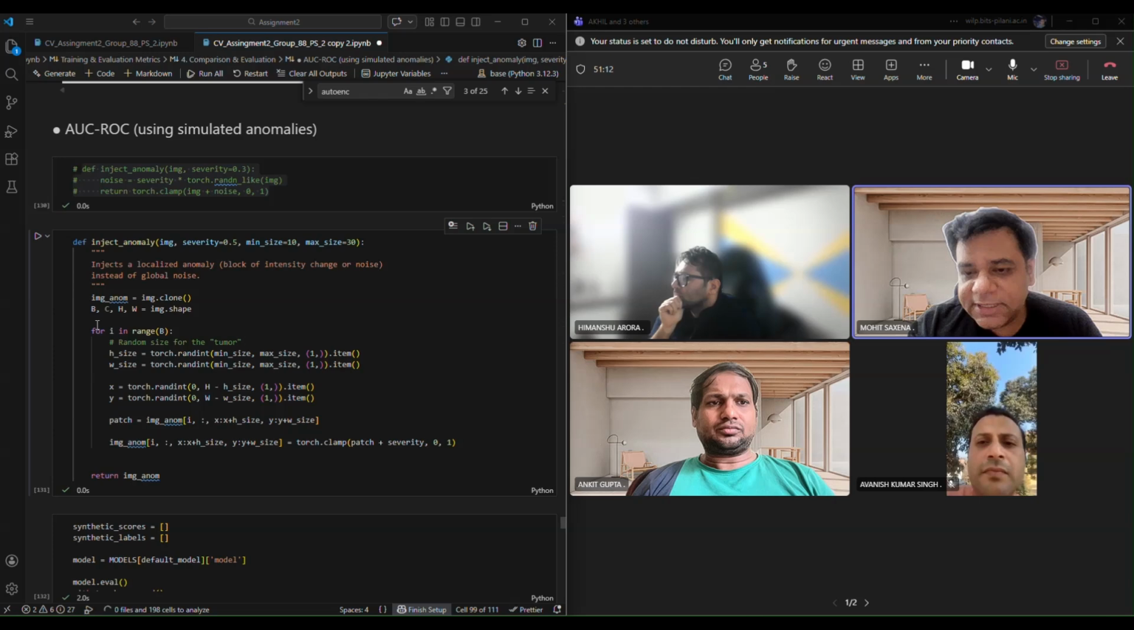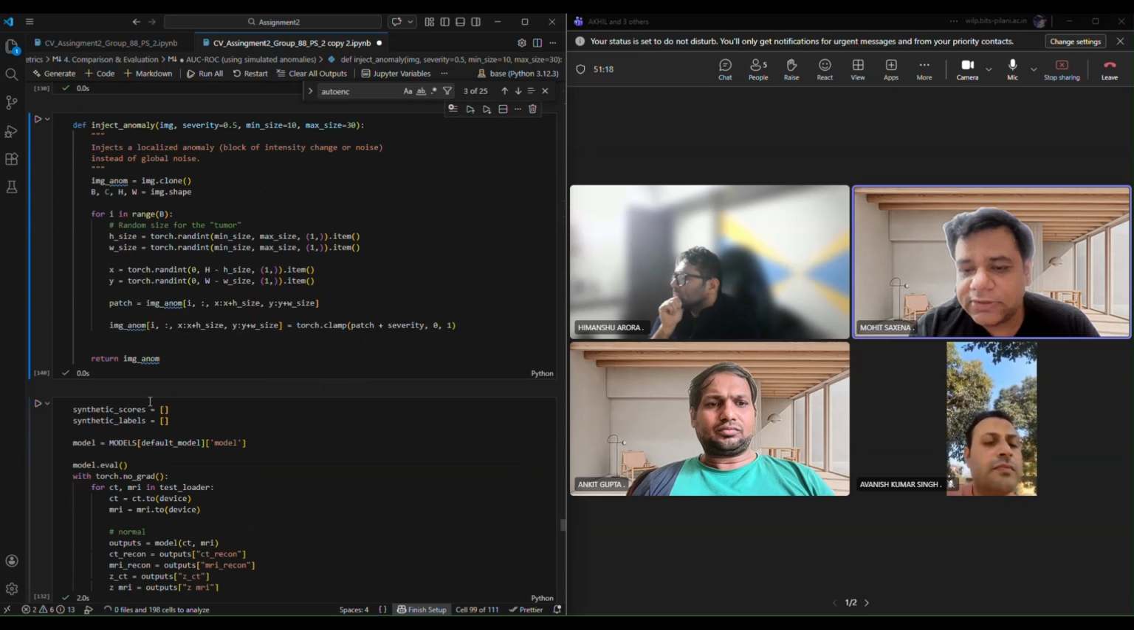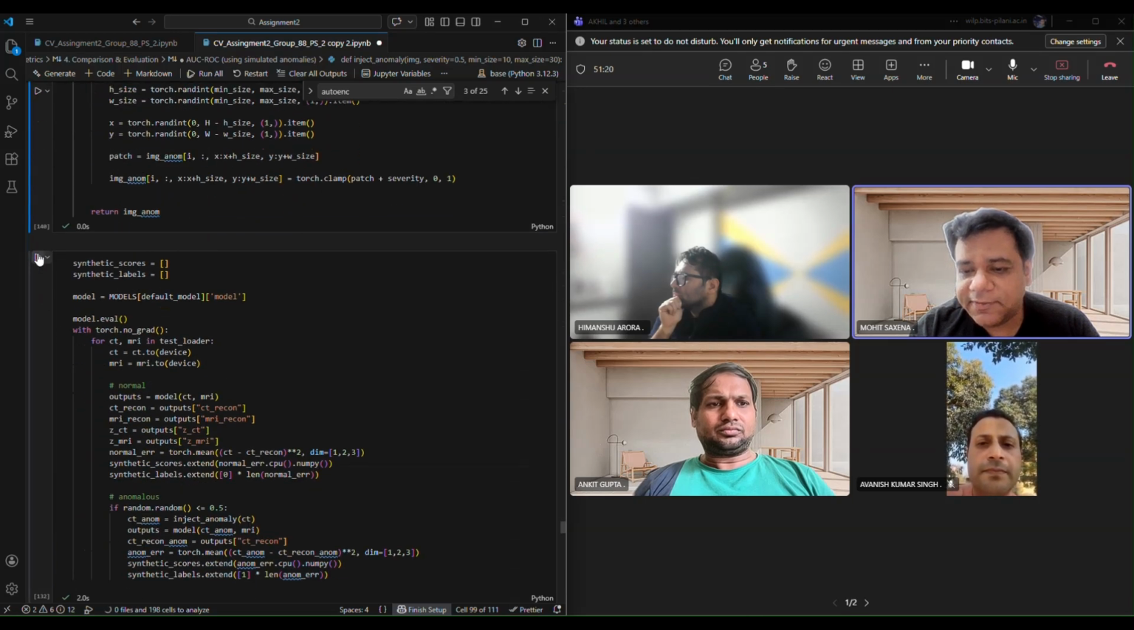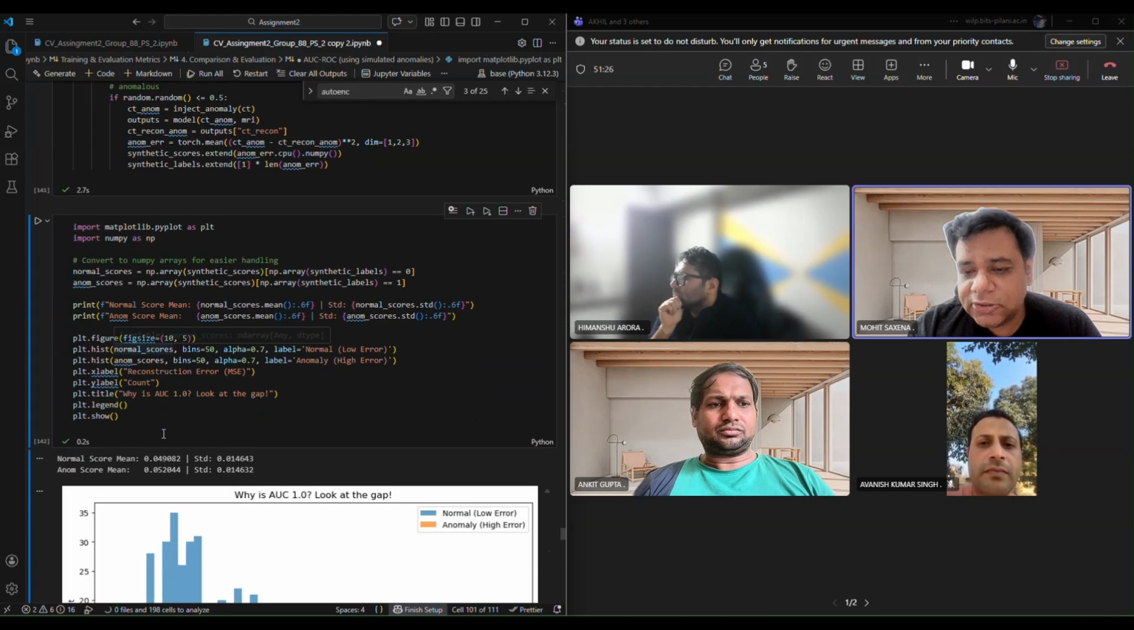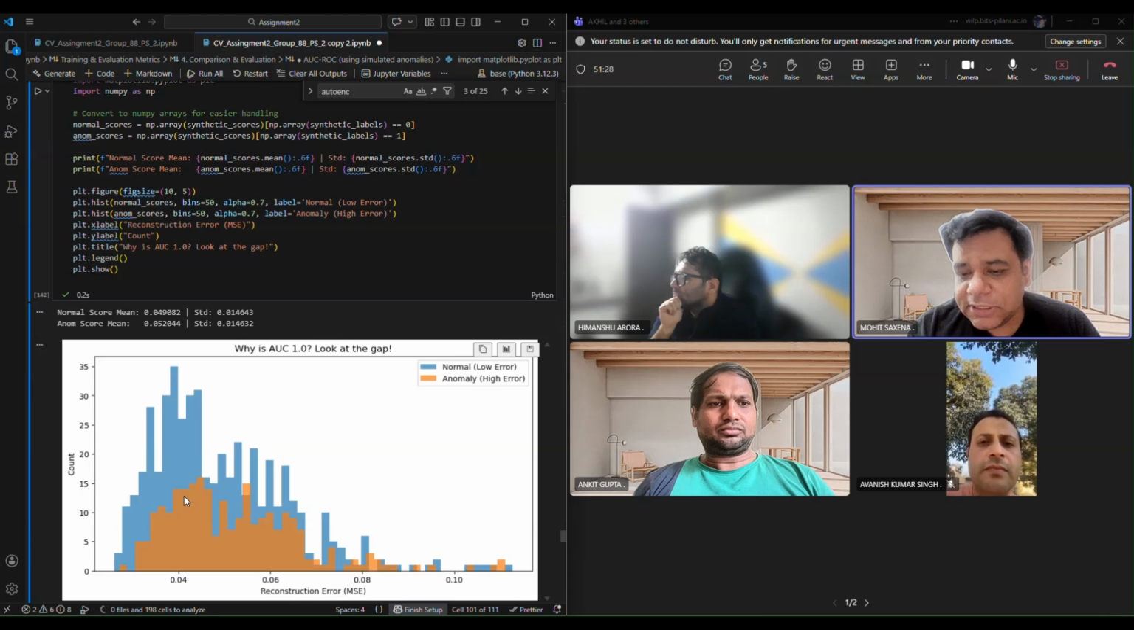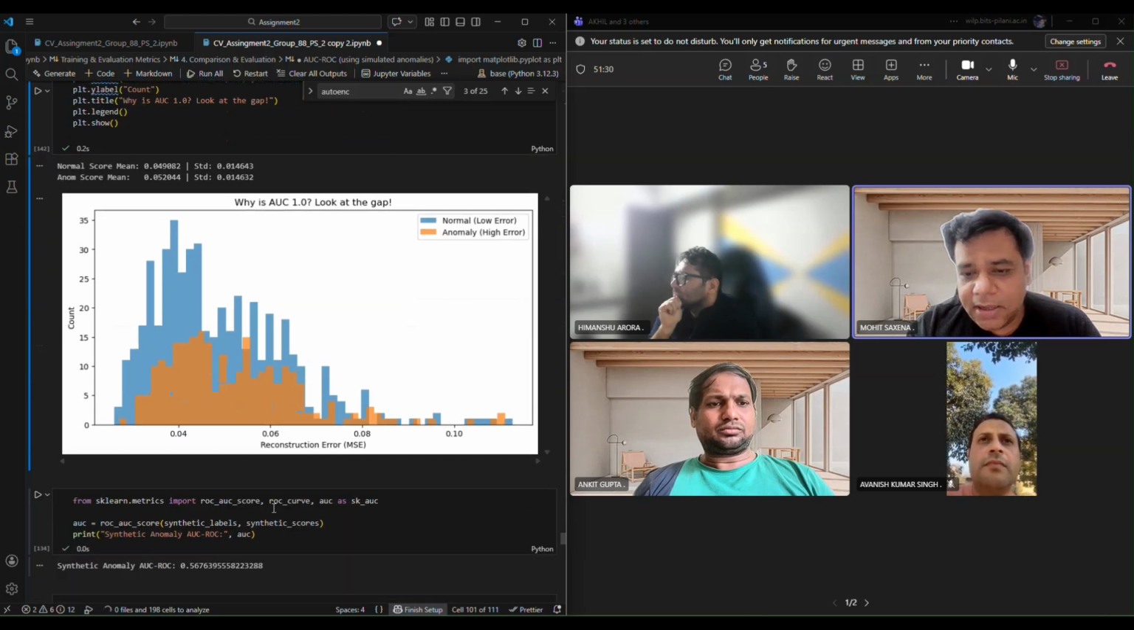The most interesting part was definitely validation. At first, we added random noise to the image to simulate the anomalies. We got an AUC score of 1.0, literally perfect. We immediately knew that it was wrong. It was just too easy for the model to spot the noise. So we went back and wrote a custom function to inject small noises.